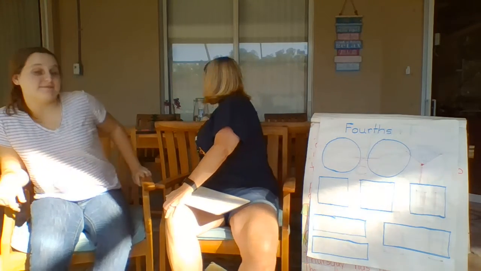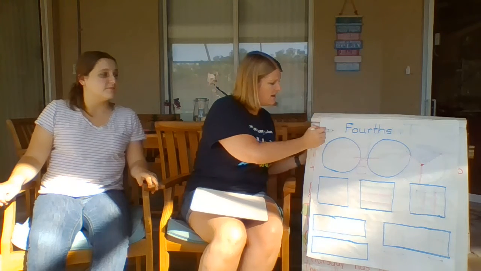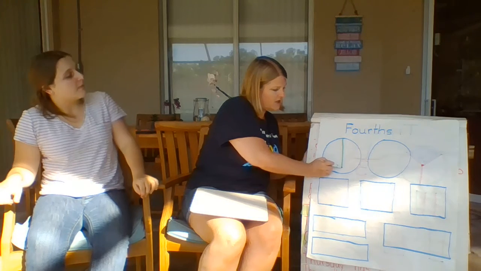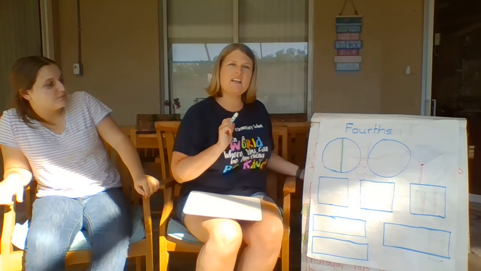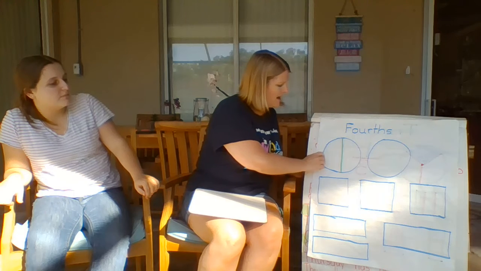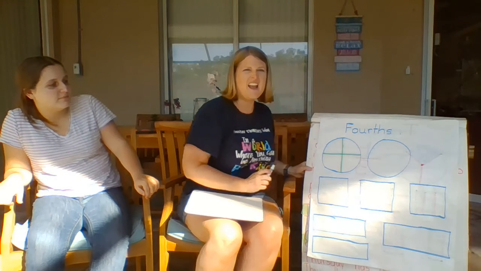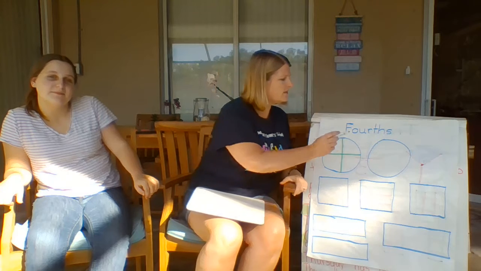So let's take a look here at how I could cut some different shapes into 4ths. Now you just saw on there, we took the cookie, the pretend cookie, cut it in half that way, and then cut it in half again this way, and it turned into 1, 2, 3, 4 equal parts, 4ths.